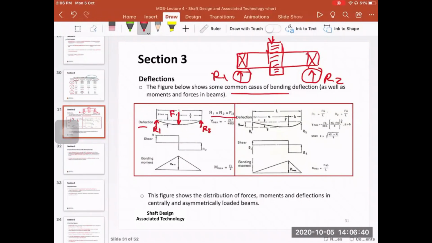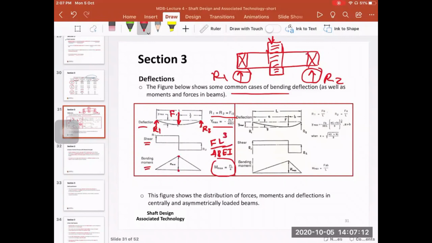divided by 2. And then the maximum deflection in the middle is equal to FL cubed over 48 multiplied by the elastic modulus multiplied by the second moment of area. This is the maximum deflection in the middle. It also shows the shear force diagram and the bending moment diagram. This is quite important because the maximum bending moment is FL over 4, and it is in the middle of the shaft.